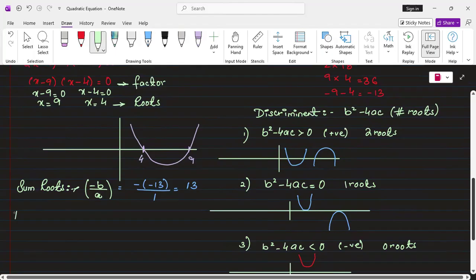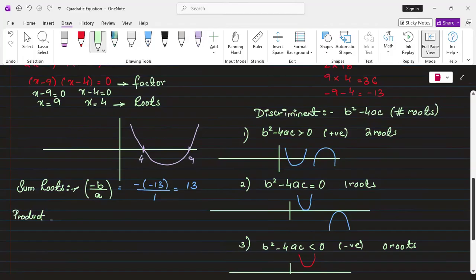Now the second is product of roots. Now, what is the product of roots? So, the product of root is actually equivalent to... Do you remember the formula to find out the product of roots?